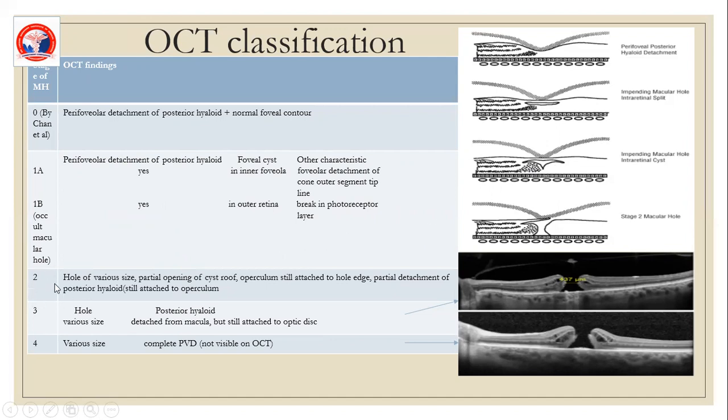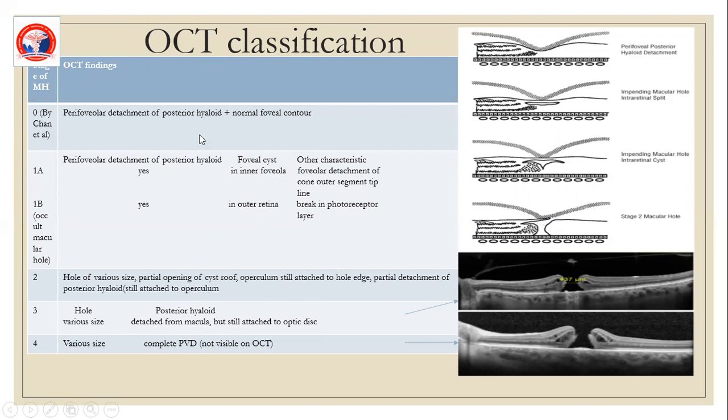Moving on to stage 2. Stage 2 patients will have all the similar findings which are present in stage 0 and stage 1. Along with it, patients will have a partial opening, okay, a partial opening of the cystic groove. However, this groove is still attached to the operculum. We can also see a partial detachment of the posterior hyaloid. However, this detachment is still attached to the operculum.